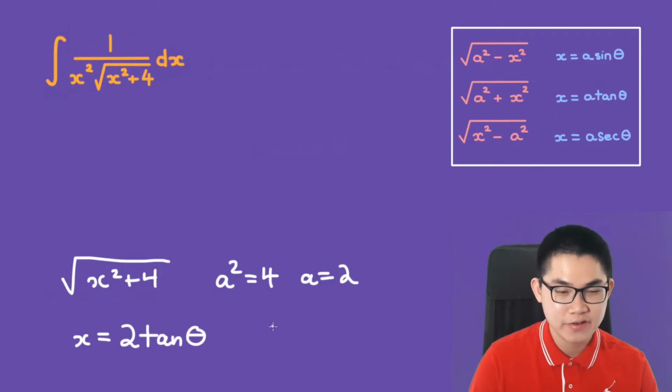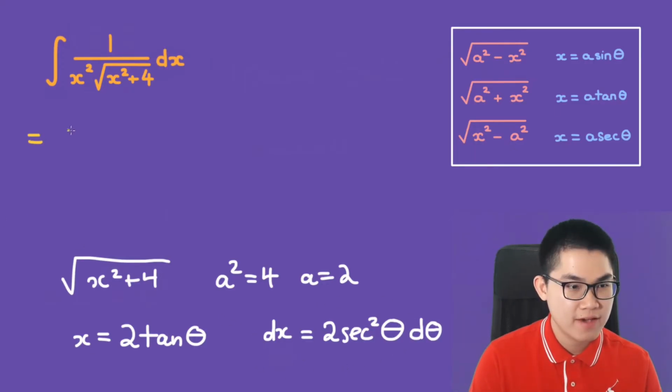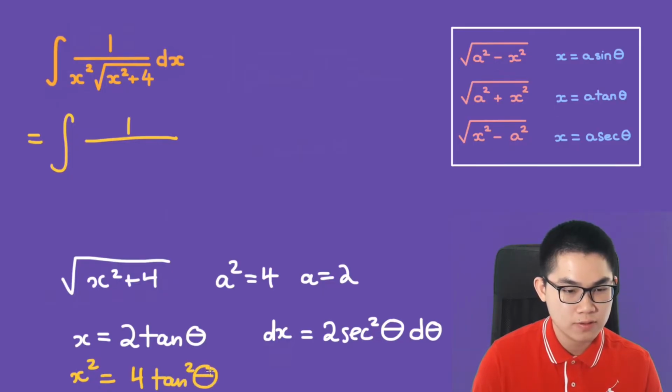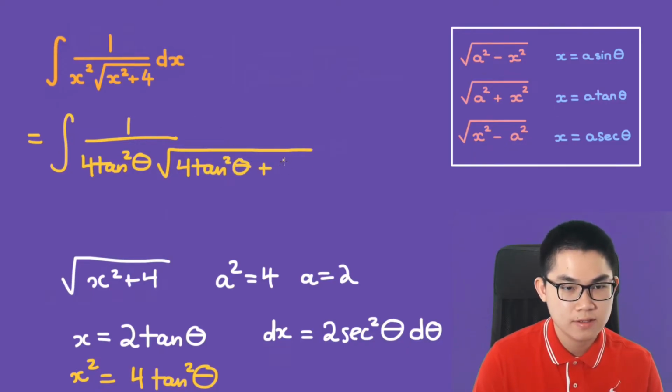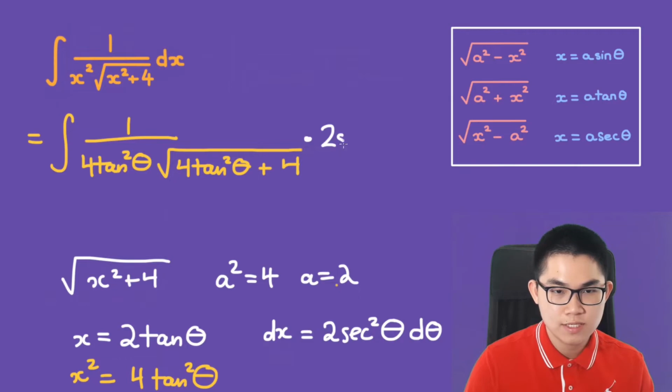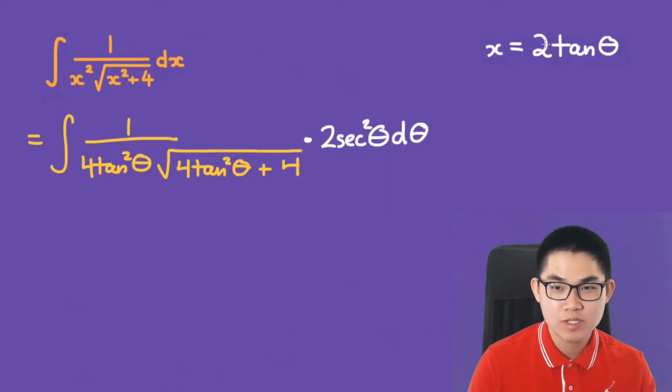And we also need to find the derivative. So dx over d theta is equal to 2 times secant squared. Then we multiply both sides with d theta. We will have the integral of 1 over x squared. So x is 2 tan, and x squared would be 4 tan to the power of 2, times the square root of x squared again. So x squared is 4 tan to the power of 2, plus 4, times dx, so times 2 secant squared d theta. I'm going to put x equals 2 times tan up here.